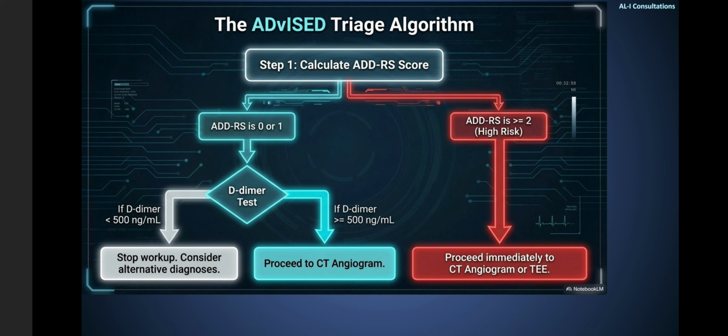This can be made into a triage algorithm. Calculate the score. If the score is greater than or equal to 2, high risk patient, immediate CT angiogram or TEE. If it is 0 or 1, do D-dimer. If less than 500, stop workup. Consider alternative diagnosis. More than 500, proceed to gated CTA.